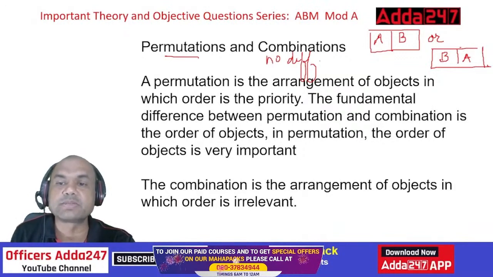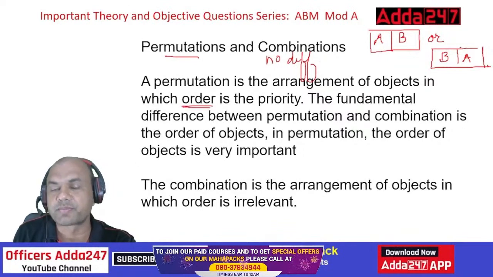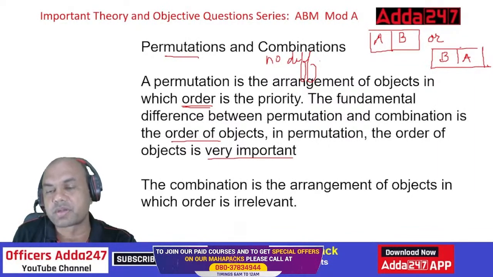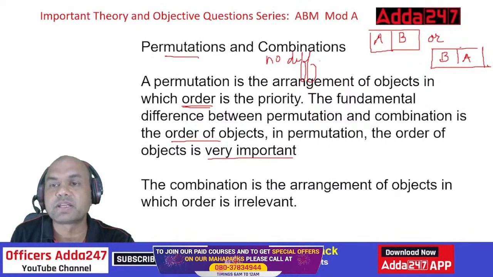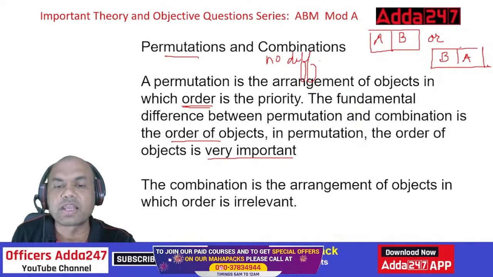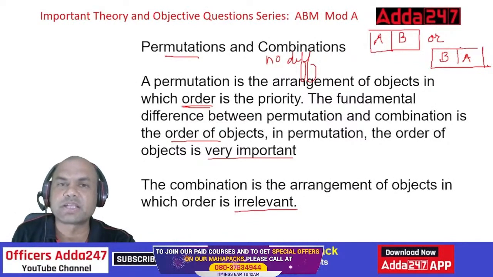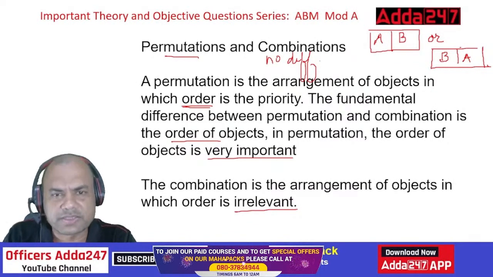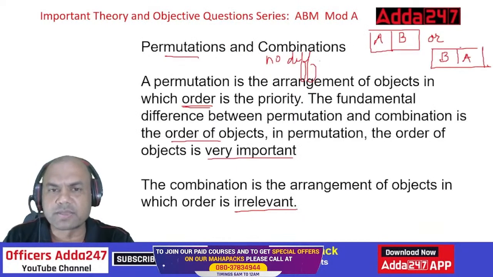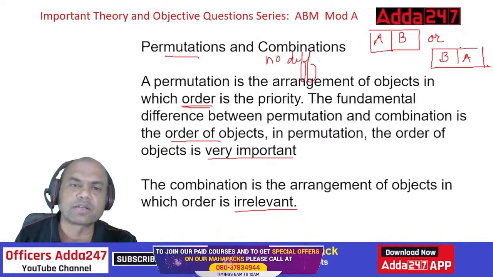Permutation is the arrangement of objects in which order is a priority. The fundamental difference between permutation and combination is the order of the objects. In permutation, the order of the objects is very important. A sitting to the left of B or B sitting to the left of A is the difference. And combination is the arrangement of objects in which order is irrelevant. Whether A is on this side or that side, nobody cares.